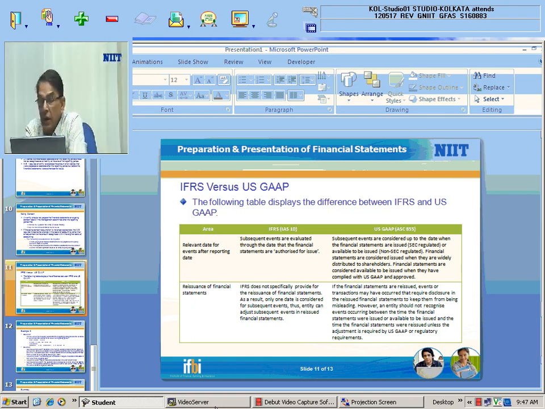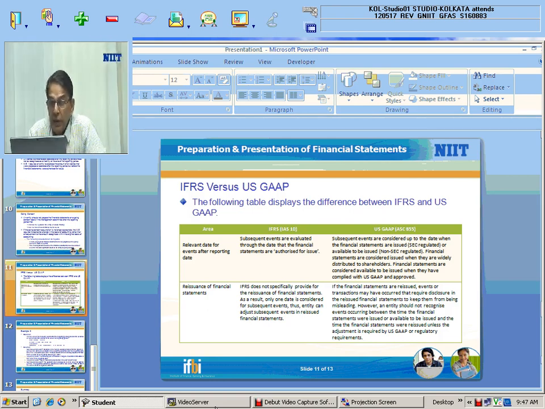Now the second point is regarding reissuance of financial statements, whether a financial statement can be reissued. IFRS doesn't specifically provide for the reissuance of financial statements. As a result, only one date is considered for subsequent events. The entity can adjust subsequent events in reissued financial statements.